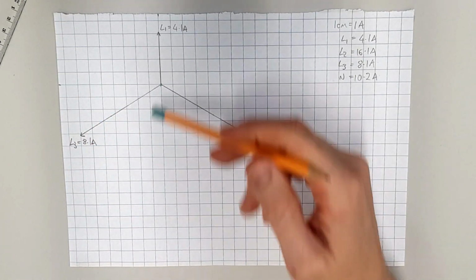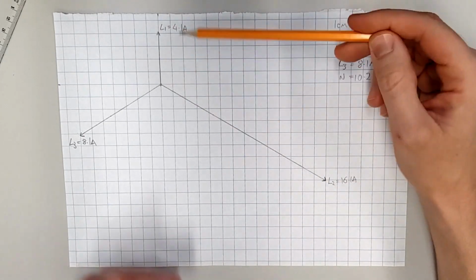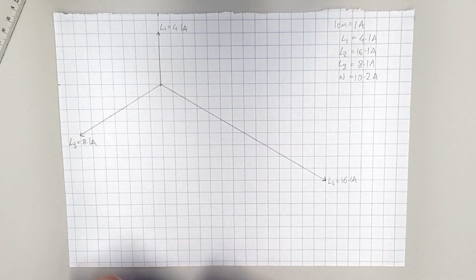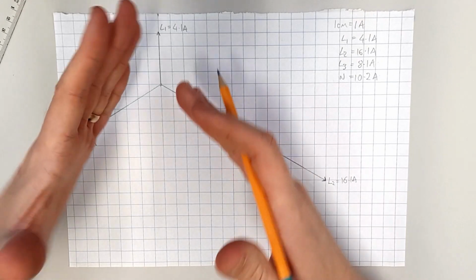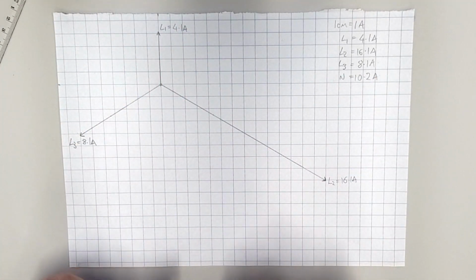So this is actually what's happening with the currents inside our three-phase system. We've got L1 drawing just over 4 amps, L2 just over 16, and L3 just over 8. Now, in order to figure out what's happening with the neutral, what we need to do is resolve these arrows. Now, let's put this into a slightly different context.